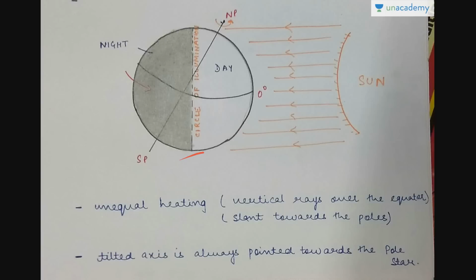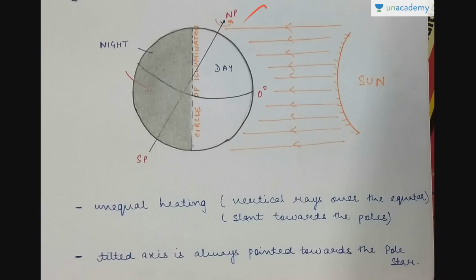Now because of this, what happens? The half of the earth is receiving the sunlight and the other half does not receive. There is unequal heating because the vertical rays fall only over the equator. You can see the direct vertical rays are falling over the equator, and as we move towards the poles, the rays start becoming slant. So they are slanting rays towards the poles, and this tilted axis is always pointed towards the pole star. So this also shows the direction, pole star, which is in the northern direction, the north star.